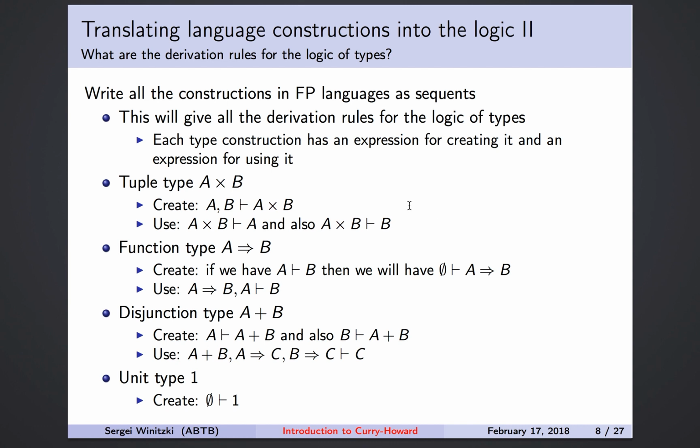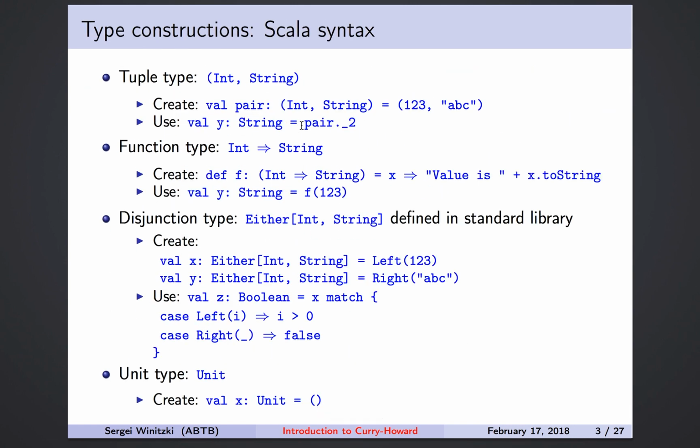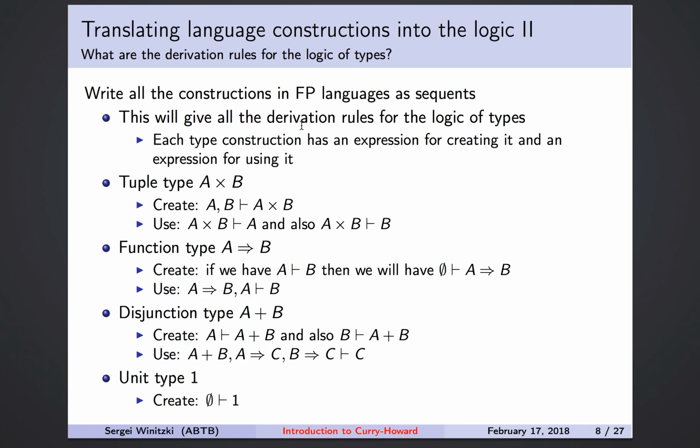Now, we can translate all the constructions that we had in functional programming languages into the language of sequents. And if we do that, which we will do in this slide, we will obtain all the derivation rules for the logic of types, as well as all the axioms. Each type construction that we have seen before corresponds to either a sequent or a derivation rule.